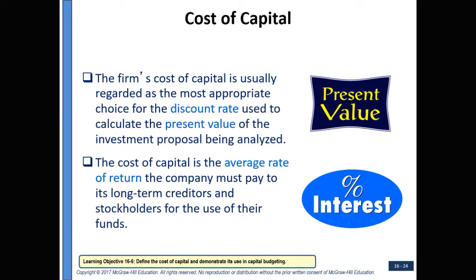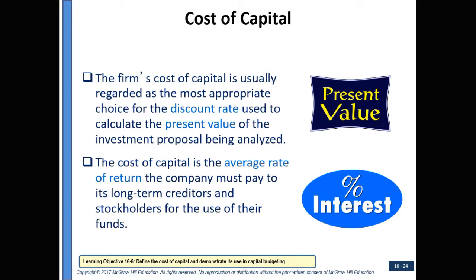One of those considerations is the firm's cost of capital. The cost of capital is usually regarded as the most appropriate choice for the discount rate used to calculate the present value of the investment proposal that's being analyzed. The cost of capital is the average rate of return the company must pay to its long-term creditors and its stockholders for the use of their funds.